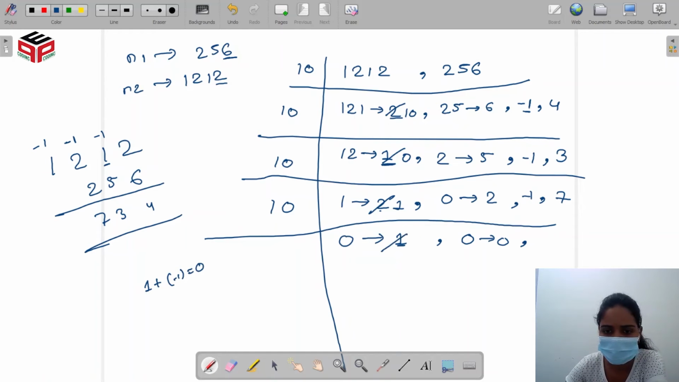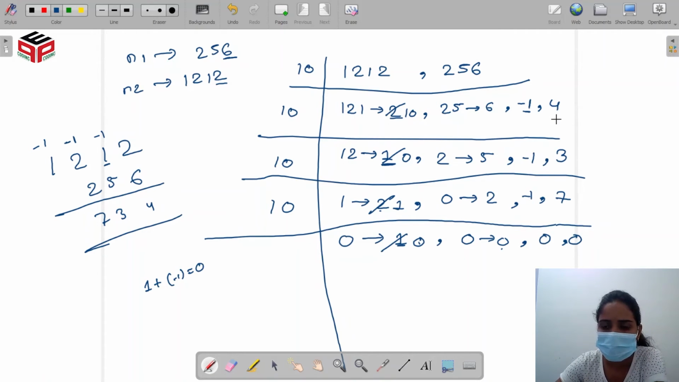Now this becomes 0. Is 0 able to tackle this 0? Yes, it is. So I don't have to give any carry. It means carry is 0. And 0 minus 0 gives me 0. So this is how we are getting our answer.